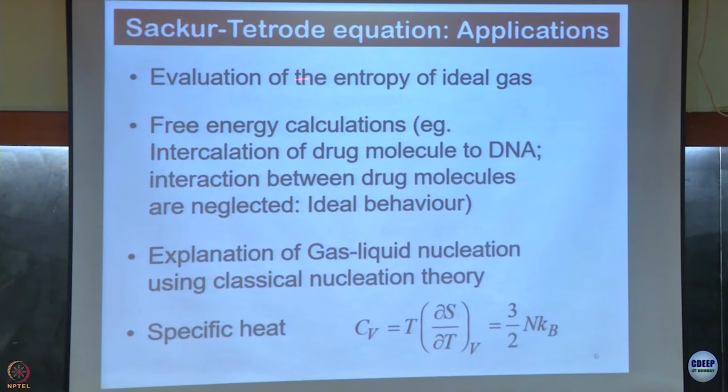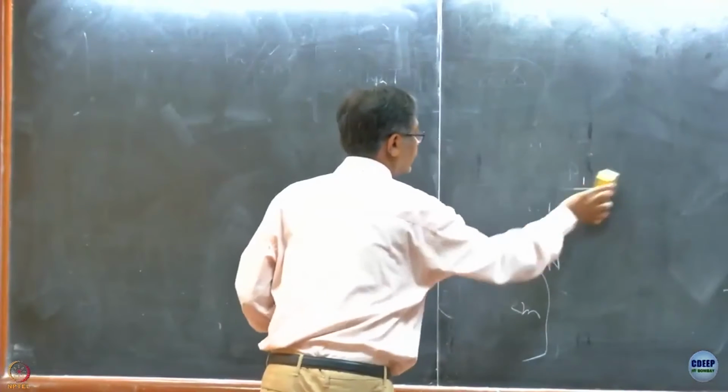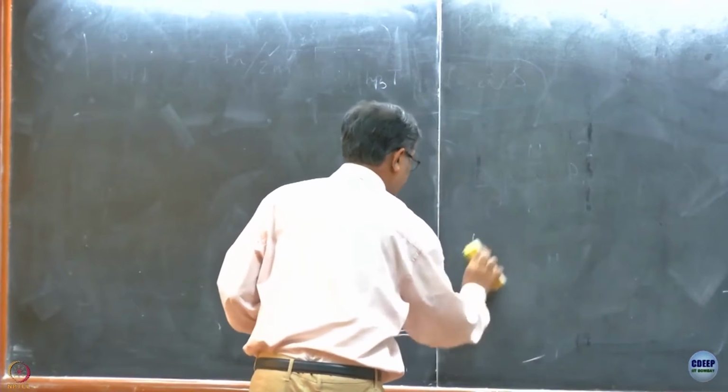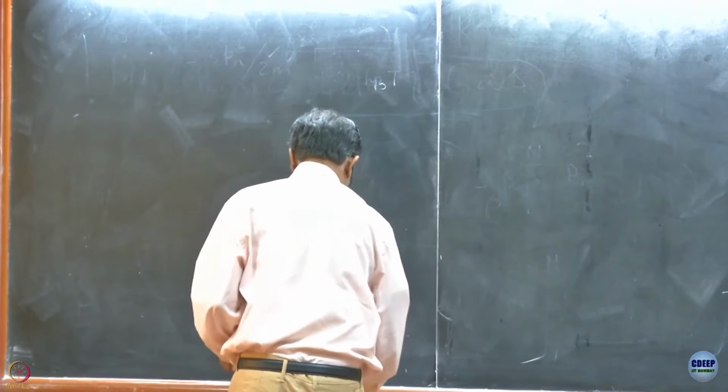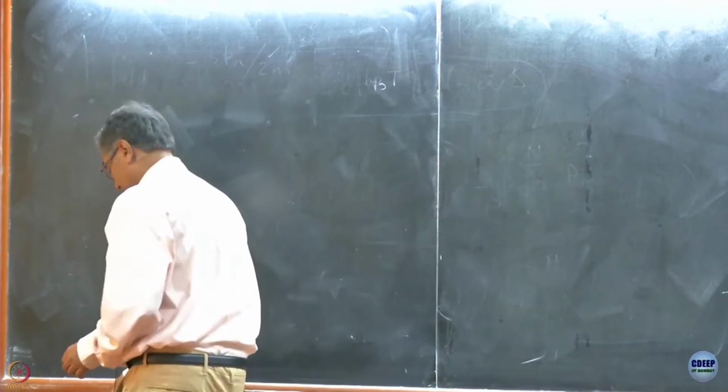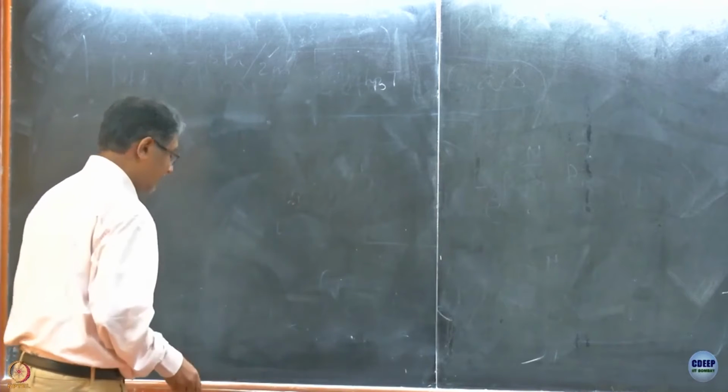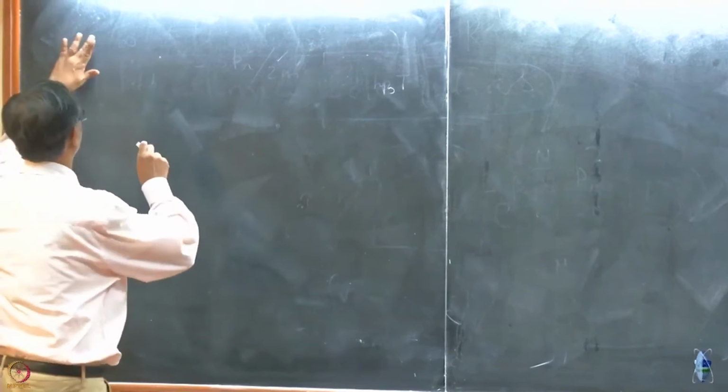One is evaluation of the entropy of an ideal gas, which is used in this, let me write it down. This is in toto from my StatMech book, line by line. Probably the mistakes you find here will also be there, so please go through the book once and let me know if there are any mistakes.